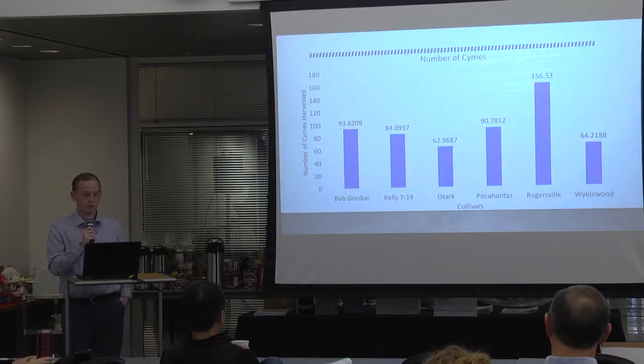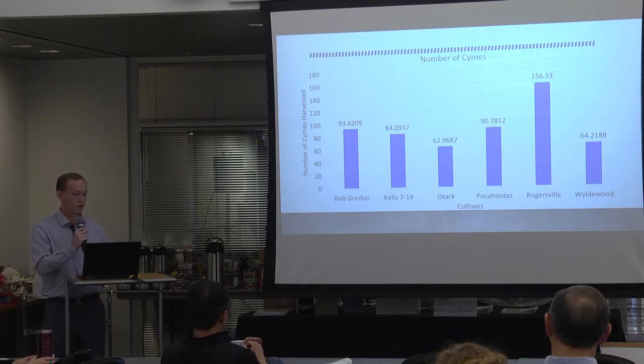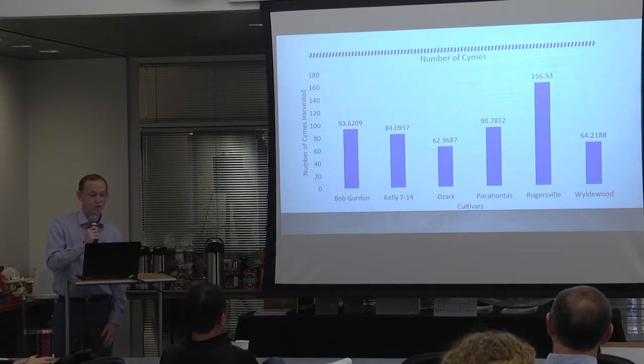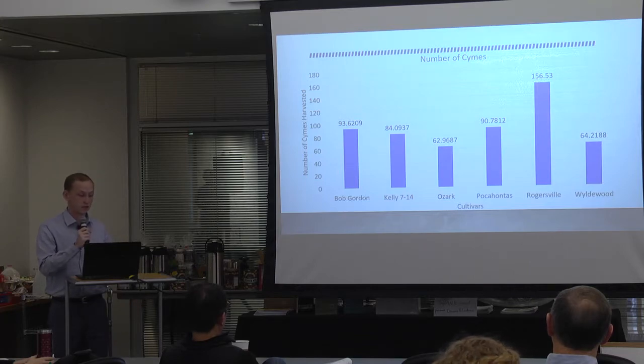If we look at, taking those numbers from the 0 and the 100% flower harvests, looking across all of the cultivars, there's also no significant difference between cultivars with the number of cymes harvested. Even though Ozark only produced 62 cymes on average per plot, and Rogersville had 156 per plot, there was no difference between those.